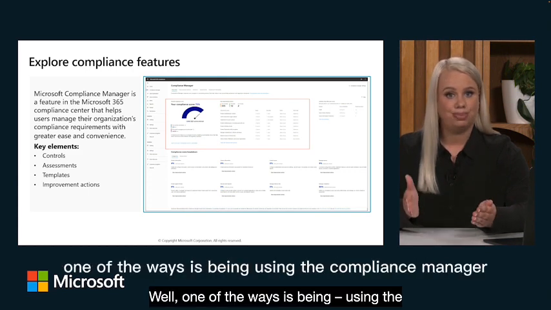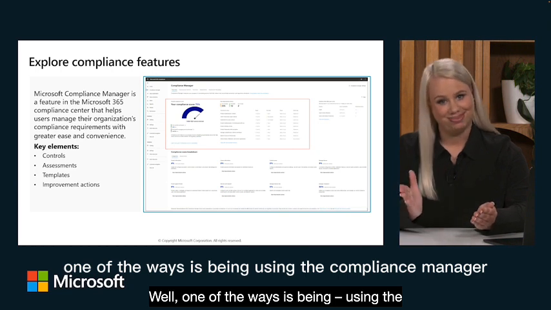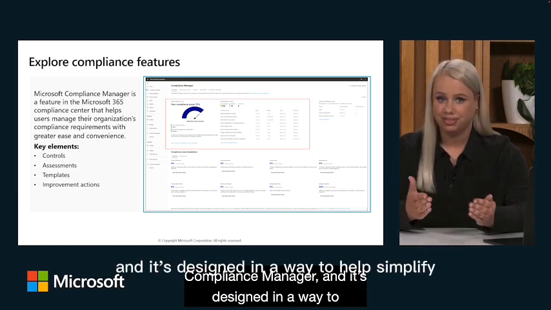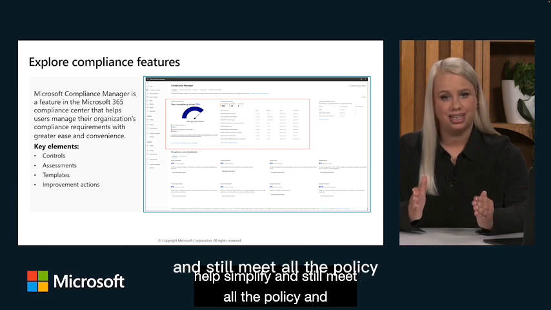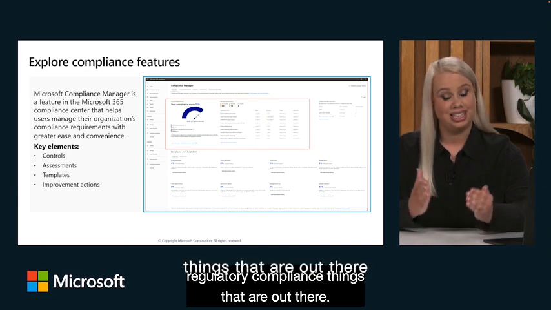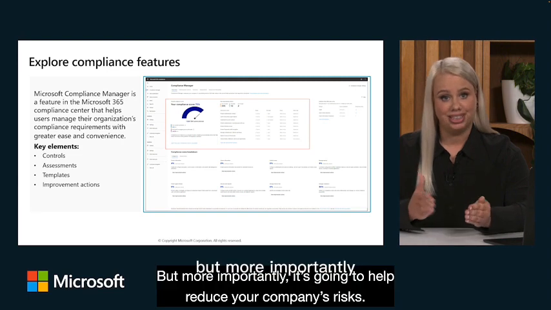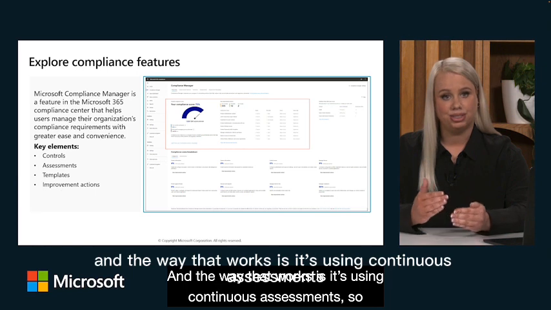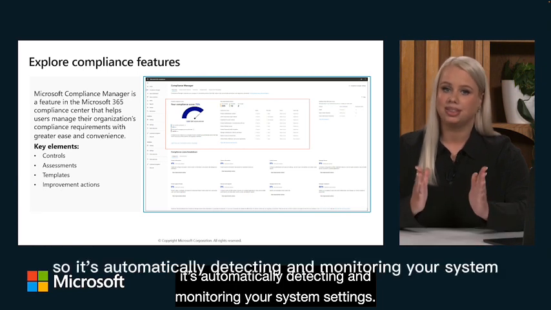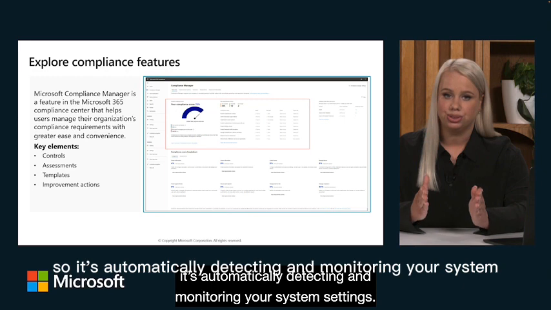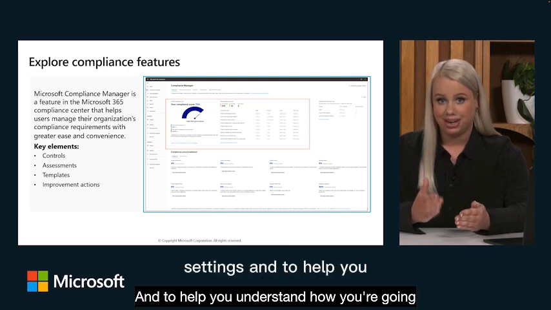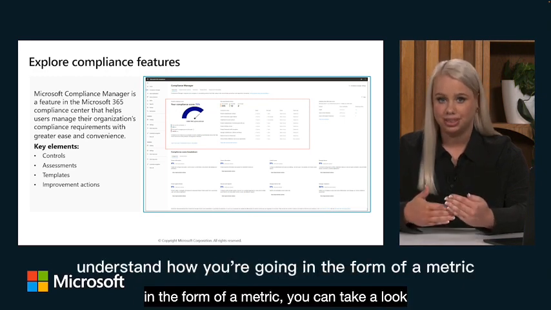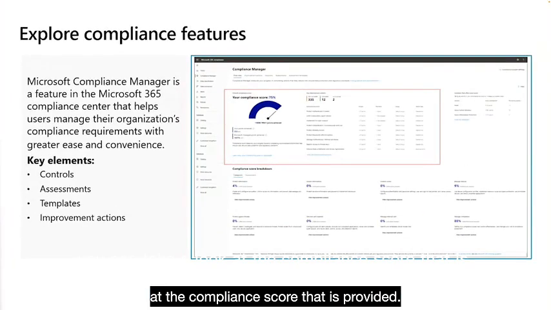Well, one of the ways is using the Compliance Manager, and it's designed in a way to help simplify and still meet all the policy and regulatory compliance things that are out there. But more importantly, it's going to help reduce your company's risks. And the way that works is it's using continuous assessments, so it's automatically detecting and monitoring your system settings. And to help you understand how you're going in the form of a metric, you can take a look at the compliance score that is provided. You'll be able to see it within the red box in the screenshot on the slide.